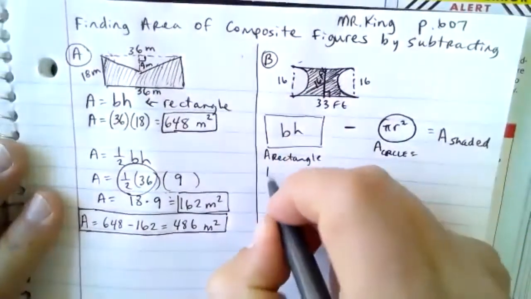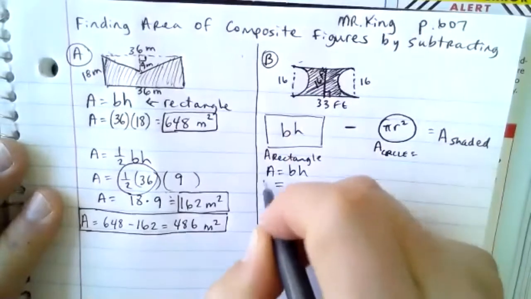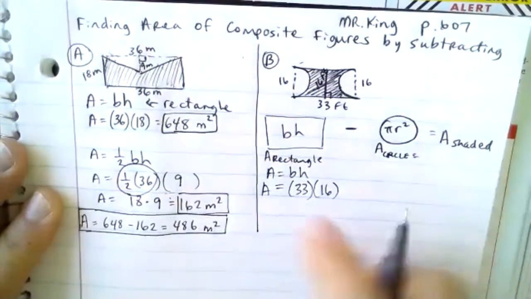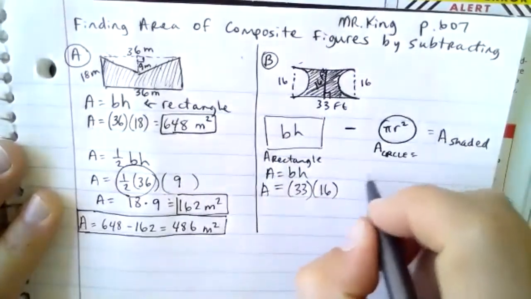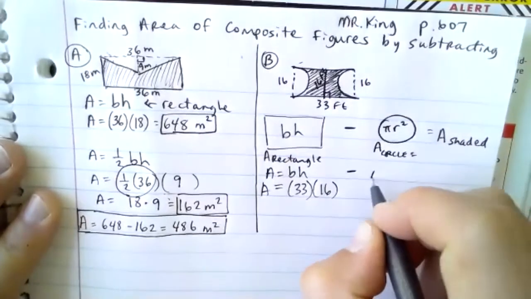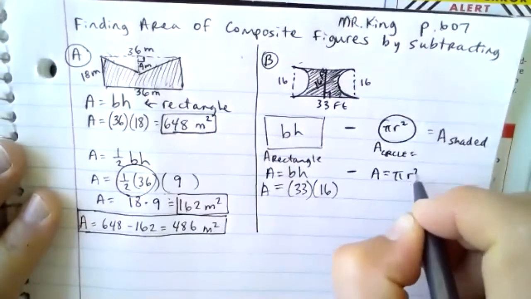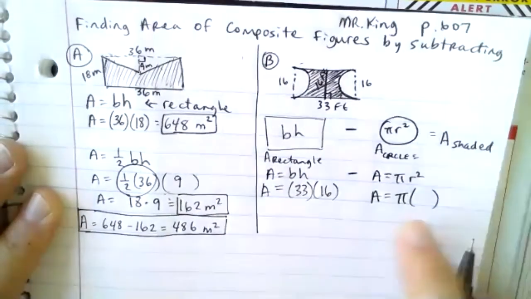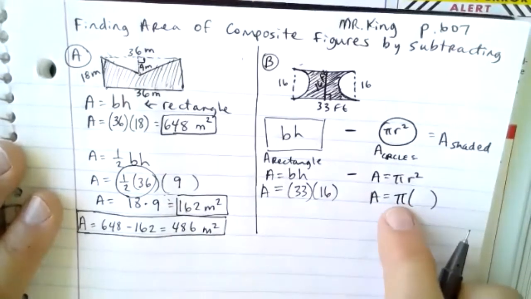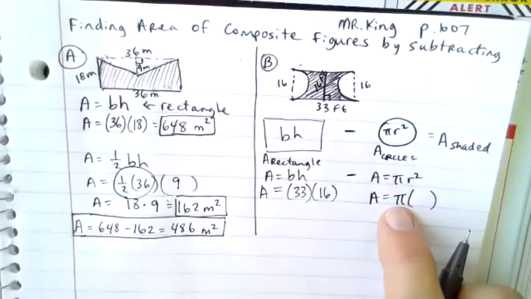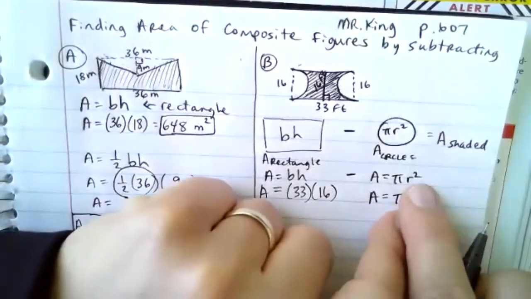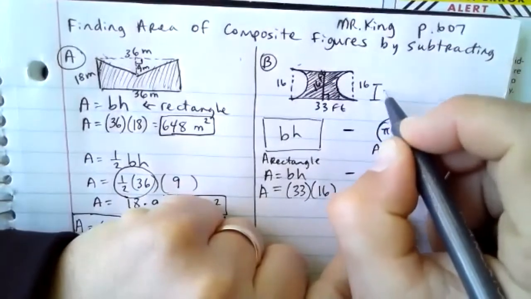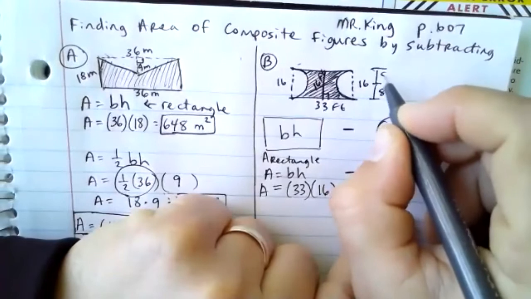We've got area equals base times height for the rectangle. So we have base of 33 and a height of 16. Multiply that out. We'll do that in a minute. Now I'm going to subtract off the area of a circle, which is pi r squared. Now here's the problem, because you have to know two things. One, what pi is. We all should know that that's 3.14 approximately. And then the r stands for radius. Well, radius is half of the diameter. So the radius would be 8.